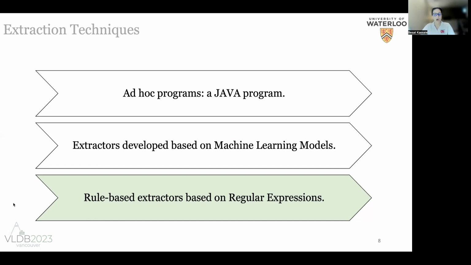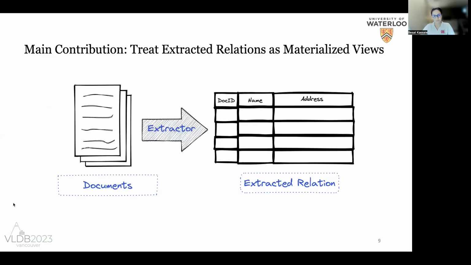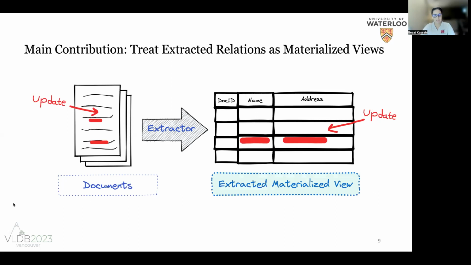This work is about how extraction happens rather than what elements are going to be extracted. This research is on properties of extraction programs that become critical when source documents or extracted relations are updated. Our main contribution is the important observation that we should treat extracted relations as materialized views on document databases. This implies source documents and extracted relations stay consistent all the time.